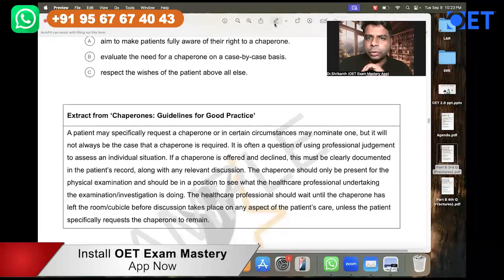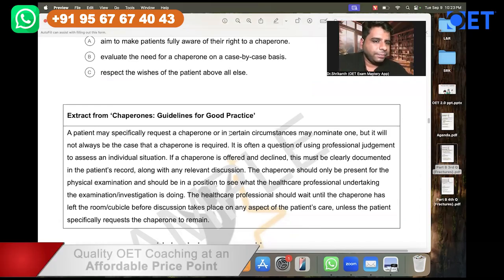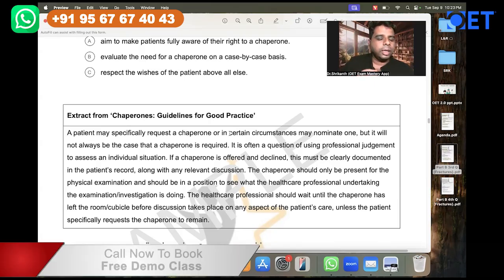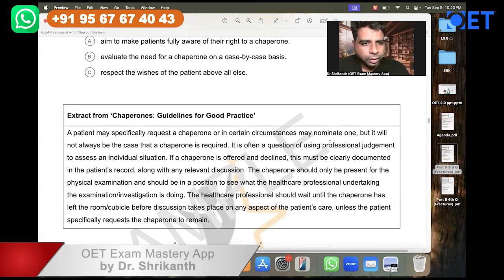Now, see over here, as I told you, when you are reading the paragraph over here, there is no need for you to read the entire thing. Because as I told you, okay, this is an expectation from the healthcare professional. So only those sentences I need to read. So here, this is where you can bring in your scanning and skimming strategies. Now see over here, a patient may specifically request a chaperone or in certain cases may nominate one, but it will not always be the case that a chaperone is required.